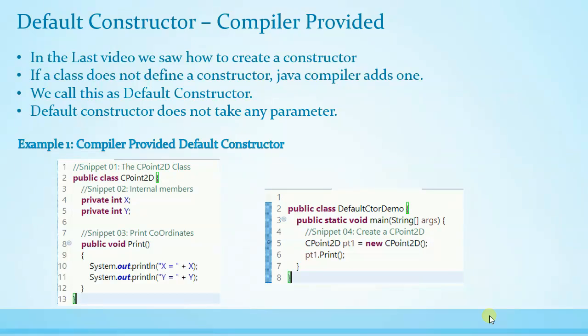Look at code snippet 4. The statement at line 5, C2D pt1 equal to new C2D, such a statement is possible. Here the right side of the equal to invokes the compiler provided default constructor.